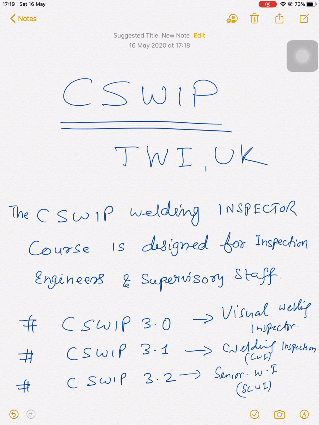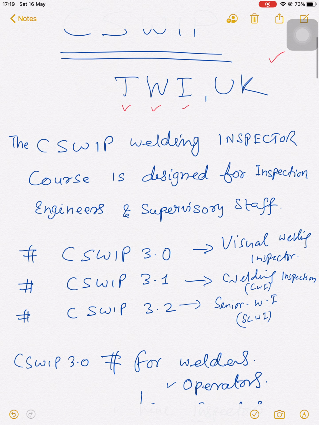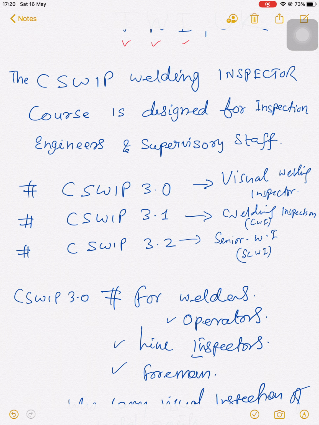So CSWIP is described by TWI UK. TWI is known as The Welding Institute UK. This is the institute which provides worldwide certifications for building inspectors. Okay, so CSWIP building inspector is a course especially designed for inspection engineers and supervisory staff.